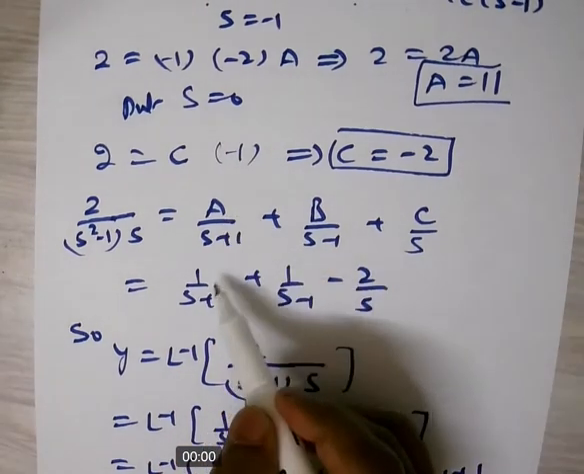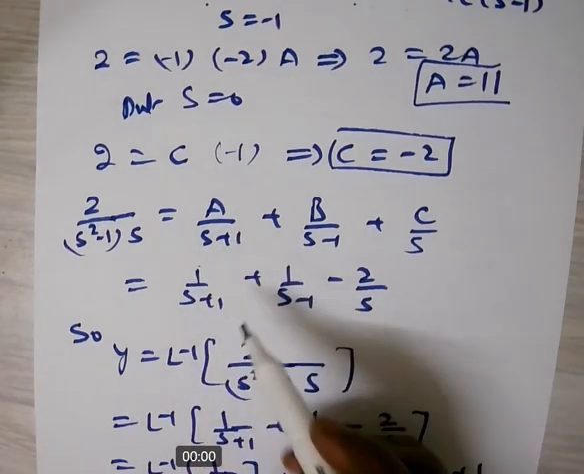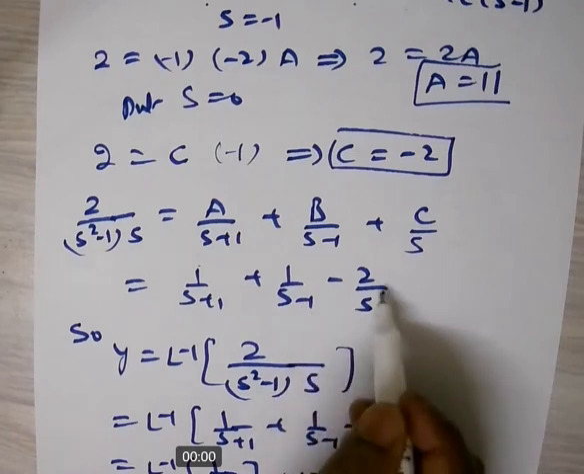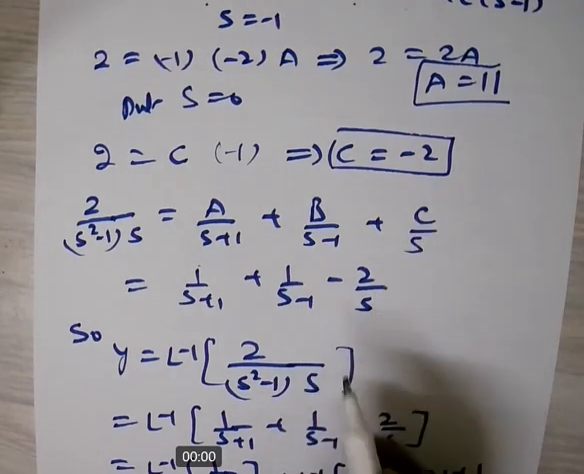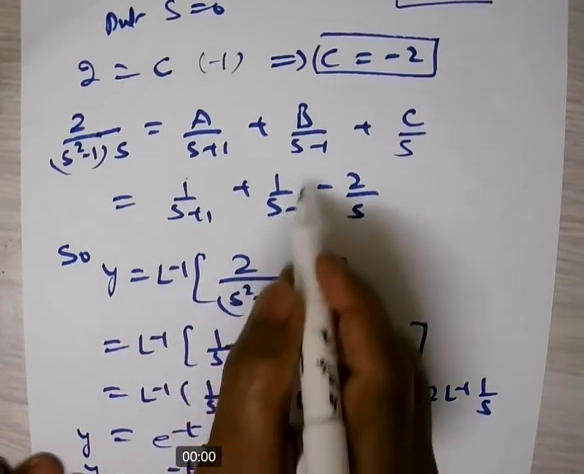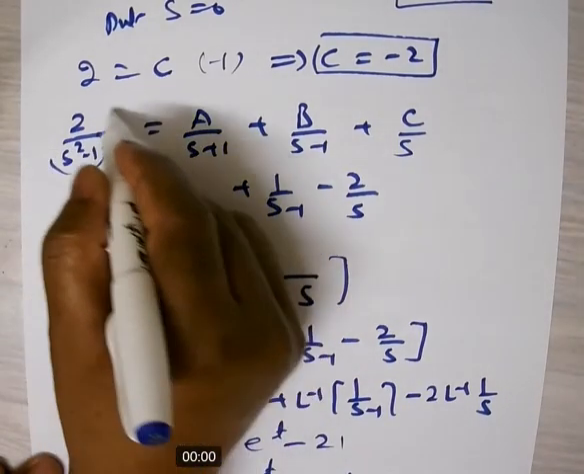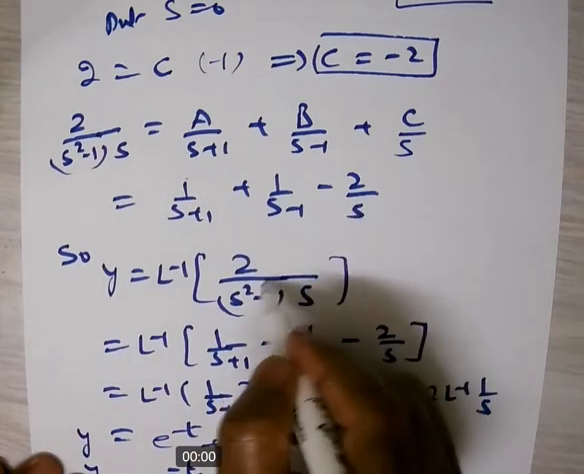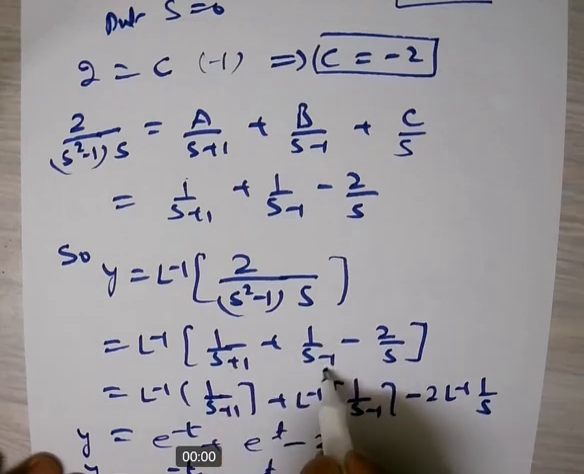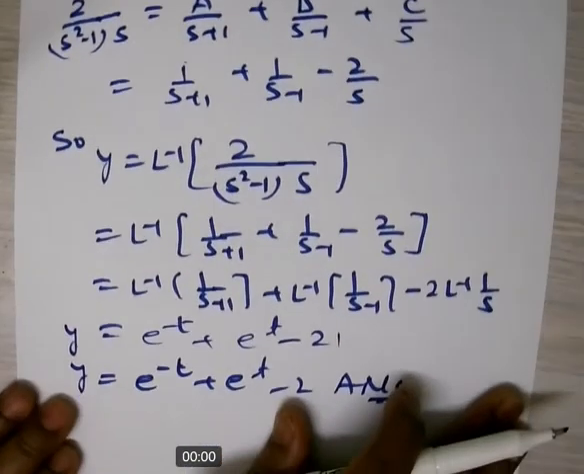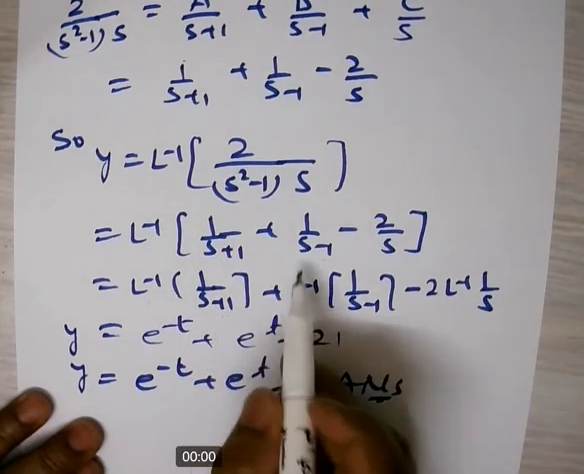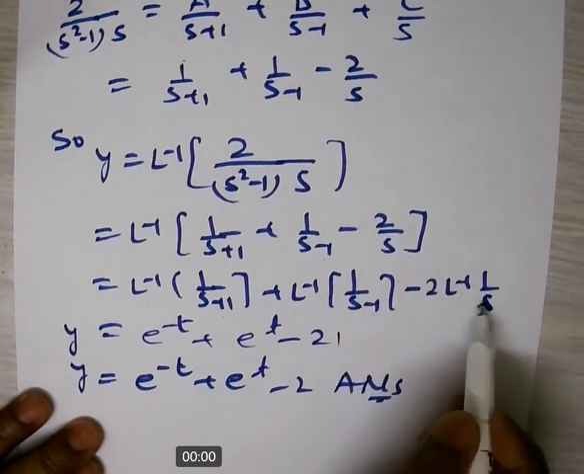Now replace the values of a, b, c. a means 1, so 1 divided by s plus 1, plus b means also 1, 1 divided by s minus 1, and c means minus 2, so minus 2 divided by s. Therefore y is equal to Laplace inverse of the partial fractions: 1 divided by s plus 1, 1 divided by s minus 1, minus 2 divided by s. Separately write Laplace inverse of this part plus Laplace inverse of this part minus Laplace inverse of this part.